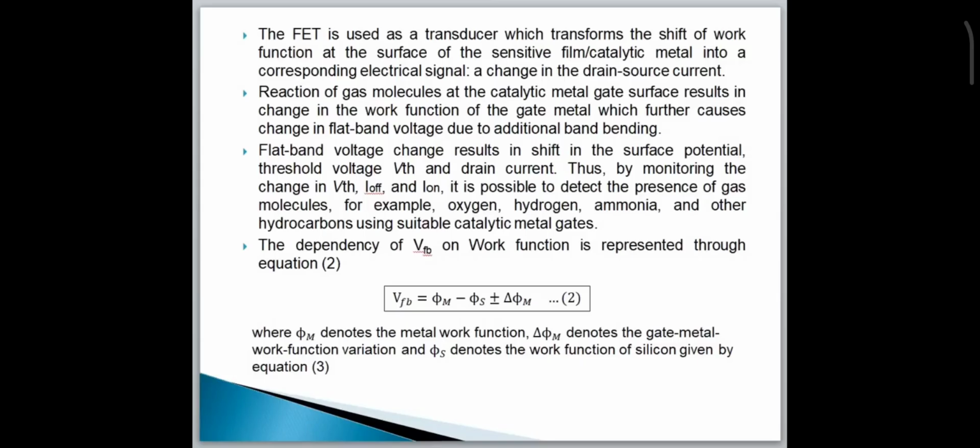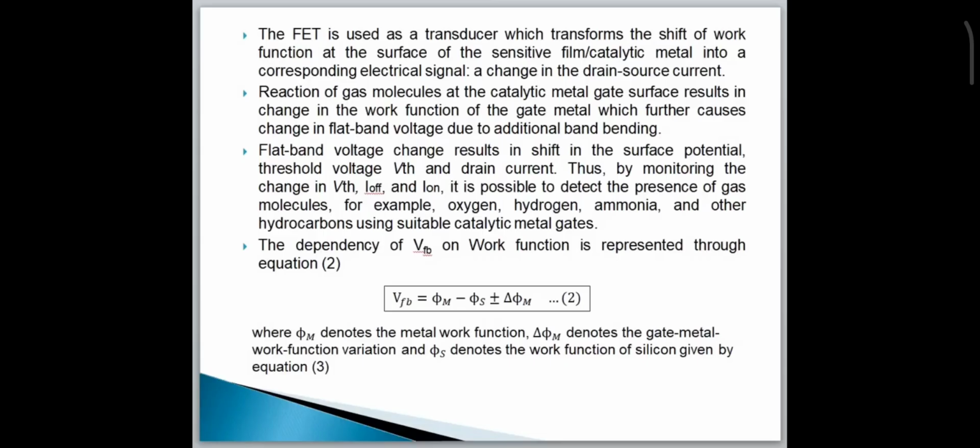Reaction of gas molecules at the catalytic metal gate surface results in a change in the work function of the gate metal, which further causes a change in the flatband voltage due to the additional band bending. Flatband voltage change results in a shift in the surface potential, threshold voltage, and the drain current of the device. Thus, by monitoring the change in the threshold voltage, I-off, I-on, and subthreshold slope, it is possible to detect the presence of the gas molecules.